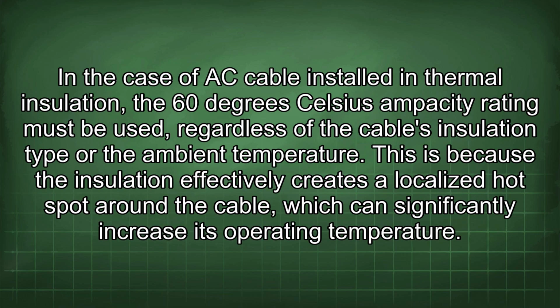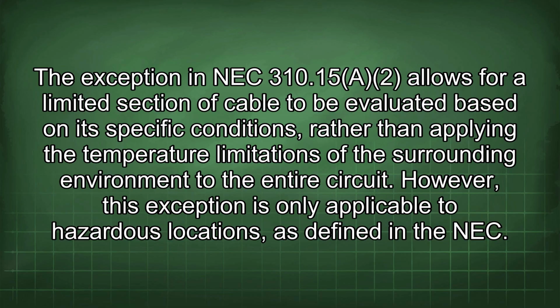In the case of AC cable installed in thermal insulation, a 60 degrees Celsius ampacity rating must be used, regardless of the cable's insulation type or the ambient temperature. This is because the insulation effectively creates a localized hotspot around the cable, which can significantly increase its operating temperature. The exception in NEC 310.15(A)(3) allows for a limited section of cable to be evaluated based on its specific conditions, rather than applying the temperature limitations of the surrounding environment to the entire circuit. However, this exception is only applicable to hazardous locations as defined in the NEC.